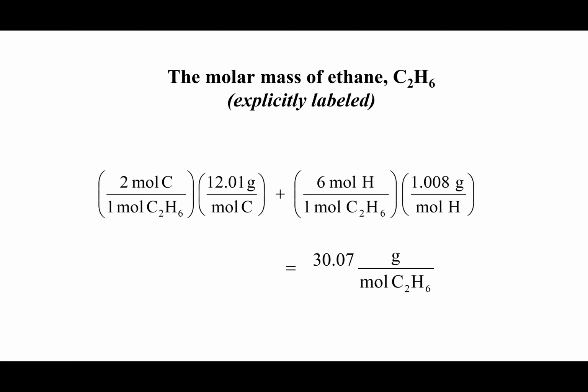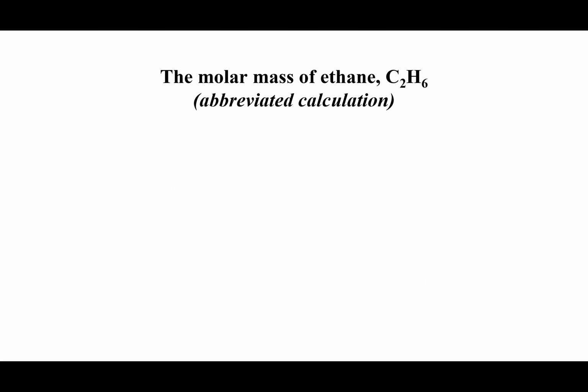Again, we have to round to 2 decimals because of this term right here. So you're going to go with 30.07, and the units will be grams per mole. I know this is grams per mole of C2H6, but I would probably just say grams per mole. Instead of doing all that, that was explicit. I usually do it just like this.